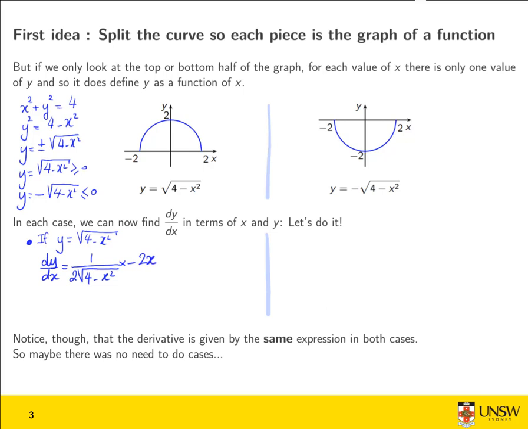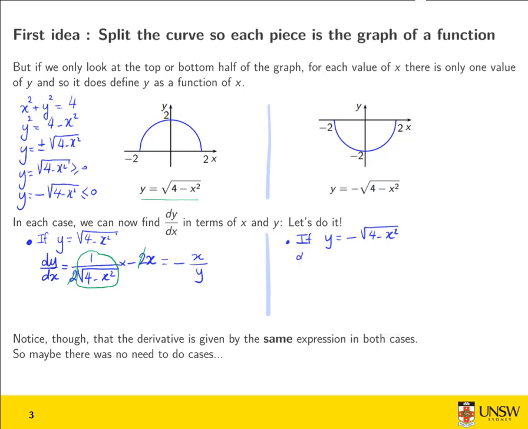Now the question says try to write that in terms of x and y. So my y is this, and I recognize my y here, so that's my y. I can also see that the 2's cancel. So in the end, I'm left with minus x over y. Let's do the same for the other one.